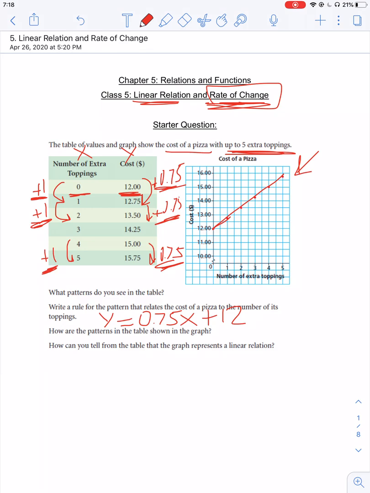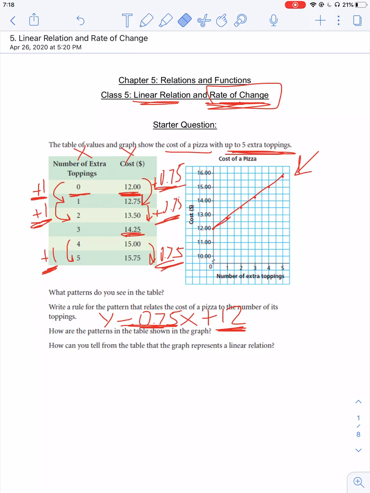Okay, so the coefficient of your x will always be the change in y divided by the change in x. So 0.75 divided by 1 is just 0.75. And this is kind of like your initial point. You're starting off at 12, and now you can check if you're right. So plug in any x value, right? If you plug in x equals 3, do 3 times 0.75, and then add 12 to it, you should get 14.25. Okay, so you could also check this. How are the patterns in the table shown in the graph?